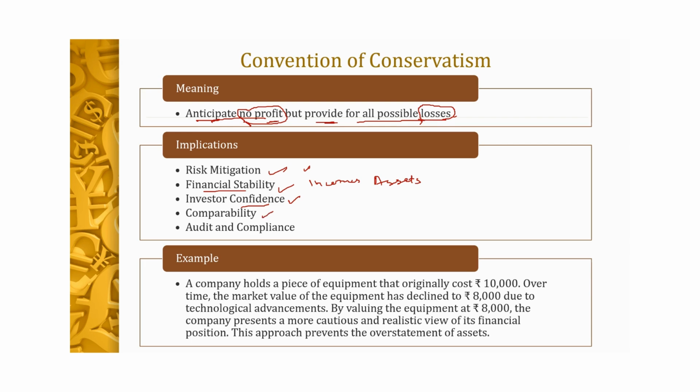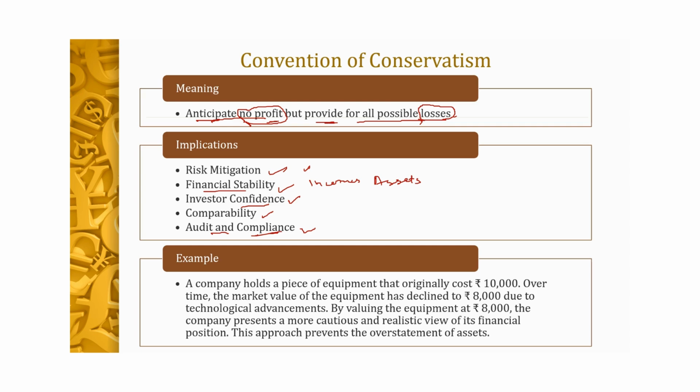help us in enhancing the reliability and we can make comparison between the various companies properly if we follow this convention of conservatism, and it will ensure auditing as well as compliance also, because auditors also rely on the conservatism process. Auditors तभी इस पे rely करेंगे financial statements पे अगर आपने proper provisions बनाए हैं, and of course these are the regulatory requirements also कि हमें जो भी doubtful चीज़ें हैं, possible losses हैं, उनके लिए provisioning करनी है अपनी financial statements में। So convention of conservatism ensures audit as well as the compliance of accounting rules. Now let's discuss an example.